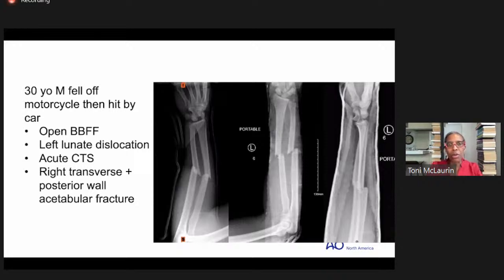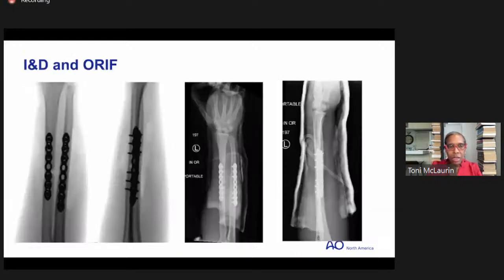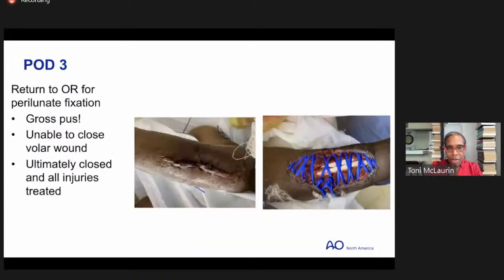Here's a 30-year-old man, fell off a motorcycle and then was hit by a car, so having a very bad day. This was an open fracture. He also had a left perilunate dislocation, acute carpal tunnel, and then unrelated to his upper extremity, a transverse posterior wall acetabular fracture. So pretty straightforward, IND, ORIF. I would argue that the radial bow was not restored, and I can't blame this on anyone except me because I was the one who was there. But otherwise, overall, it looked pretty good, looked like a good compression plating.